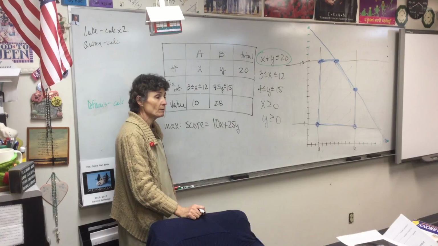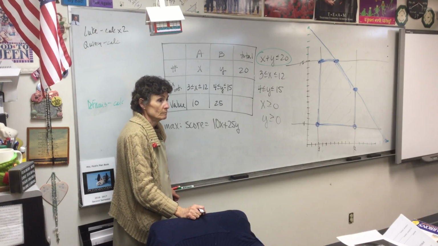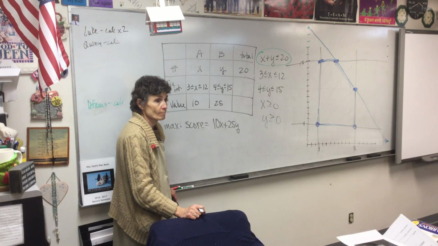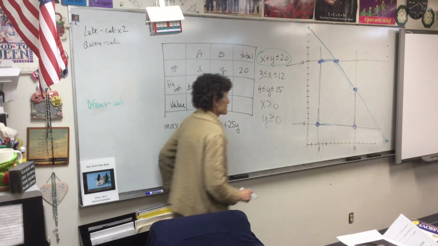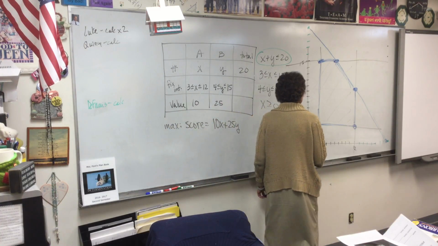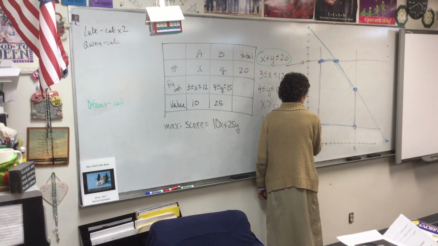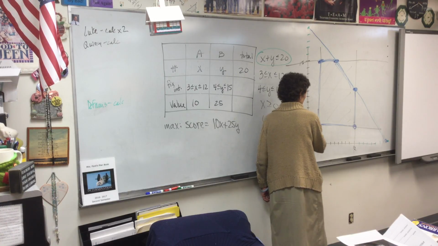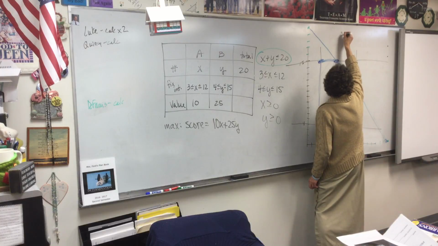All right, what do I do now? Philip, what do I do now? Find my points. Some of them are super simple. For example, this guy right here is the point where x is 3 and y is 4. So I have the point 3, 4.